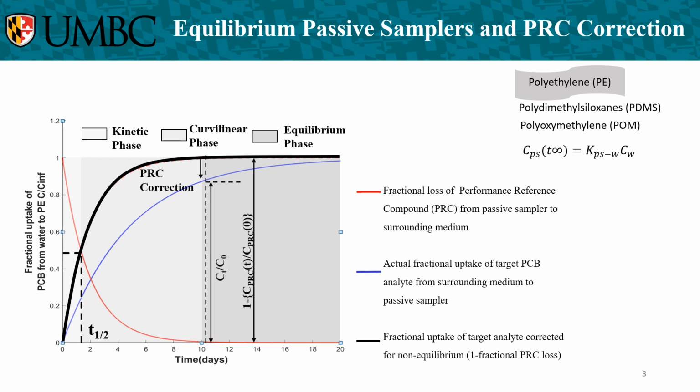So passive samplers are preloaded with a known concentration of performance reference compounds, which have similar diffusivities and partitioning properties and therefore face identical mass transfer resistances as target analytes. So at any given point of time, the fractional loss of the PRCs from the sampler to the ambient medium can be used to correct for non-equilibrium conditions and calculate the water concentrations using the right partitioning coefficients.